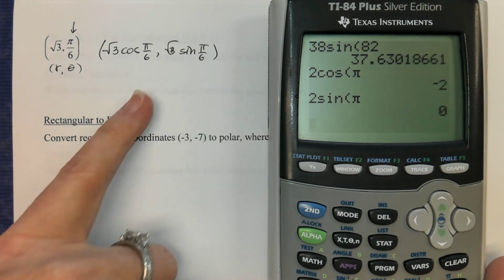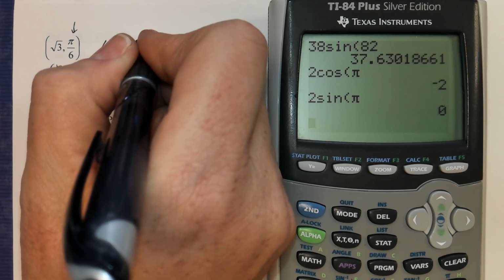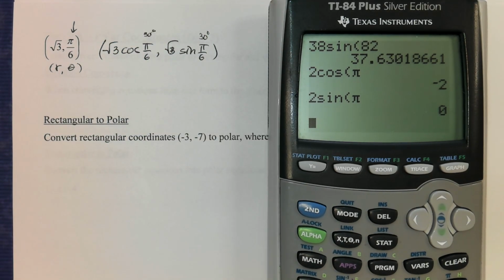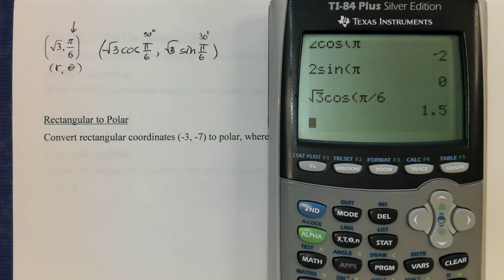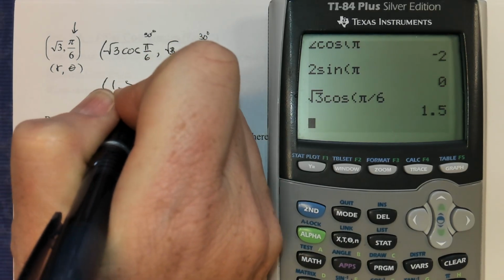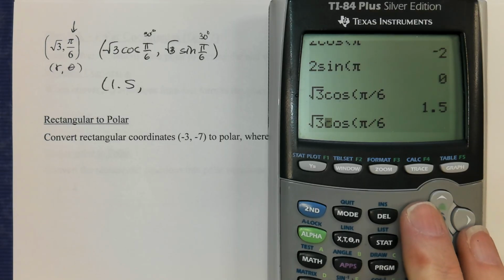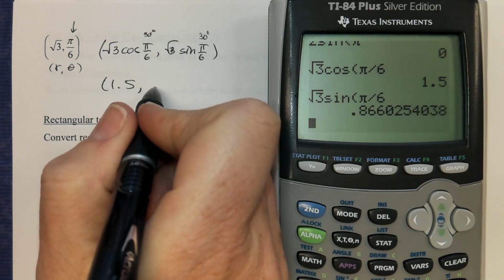Pi over 6 is an angle measure, a radian measure. You could switch it to degrees if you want, it just depends on what mode you want your calculator to be in. Since I just did radians, I'm just going to stay in radians. So square root of 3 cosine and then pi over 6. Looks like I've got 1.5. And then exact same thing, only we're going to change that out for a sine. And looks like I get 0.866.